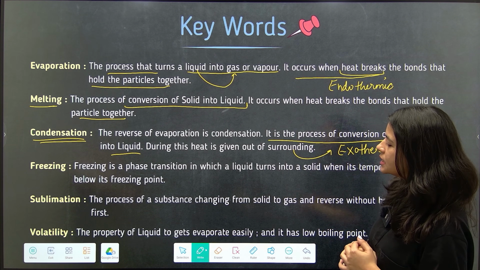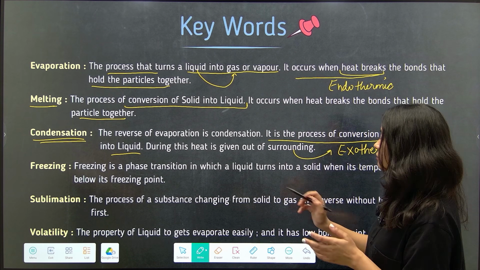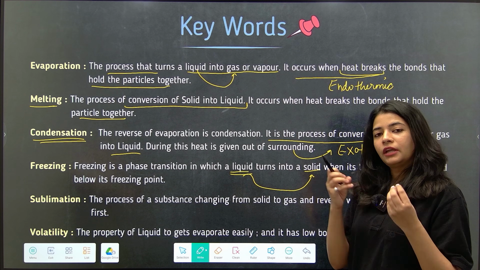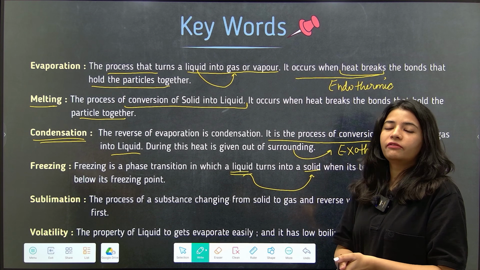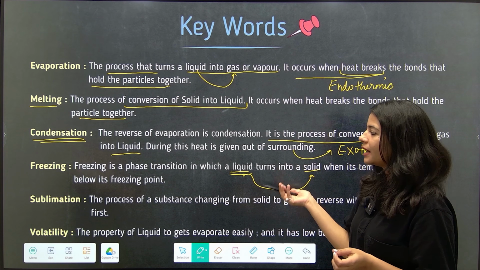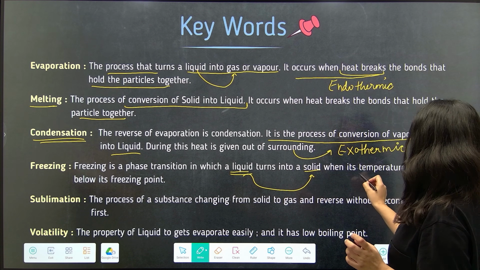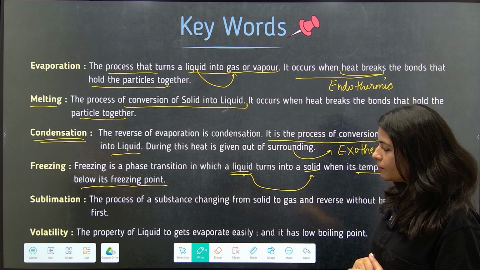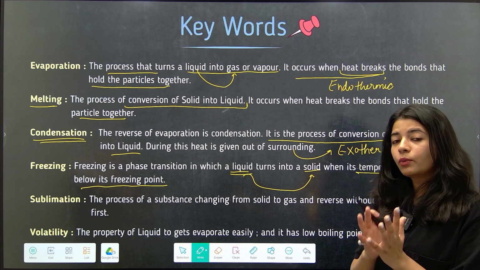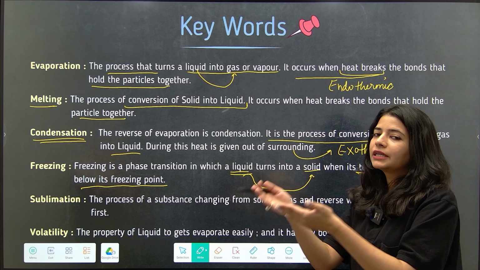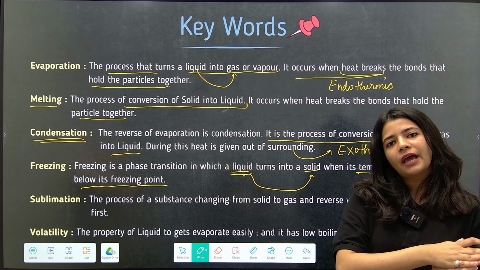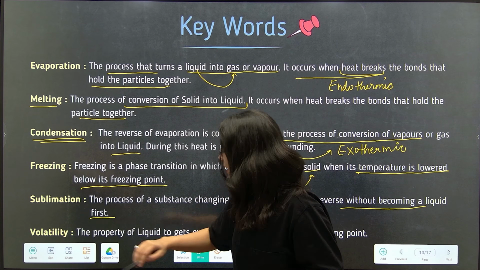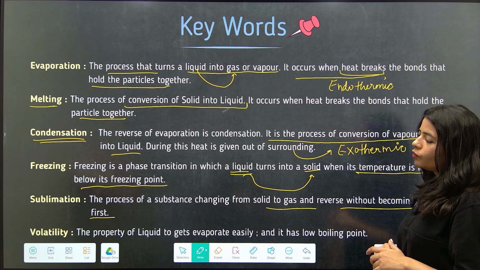Now next is freezing. Freezing is a phase transition in which liquid gets converted into solid. When you put water into your refrigerator and it solidifies, or it gets converted into ice, that is termed as freezing, when its temperature is lowered below its freezing point. Next is sublimation, the process when the liquid state is skipped and the solid gets converted into gas directly, or the gas gets converted into solid directly, okay, without becoming a liquid first. That is sublimation.